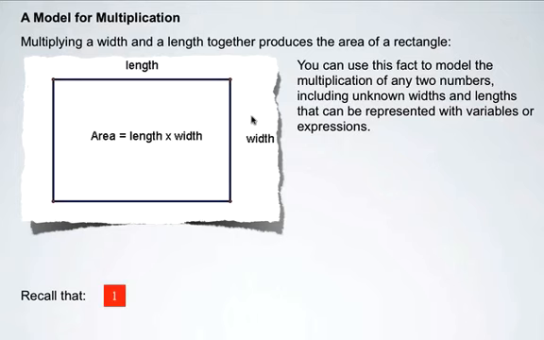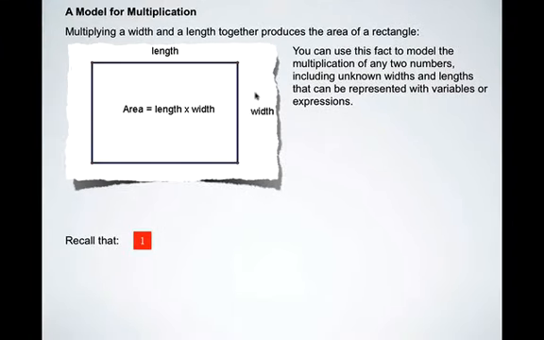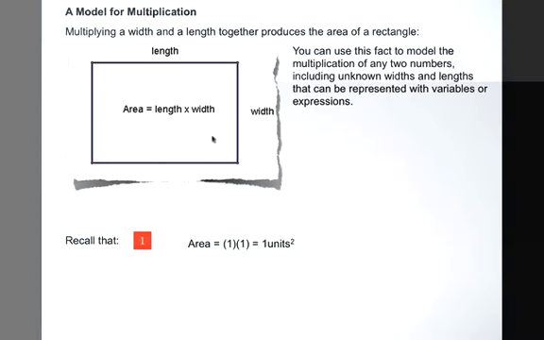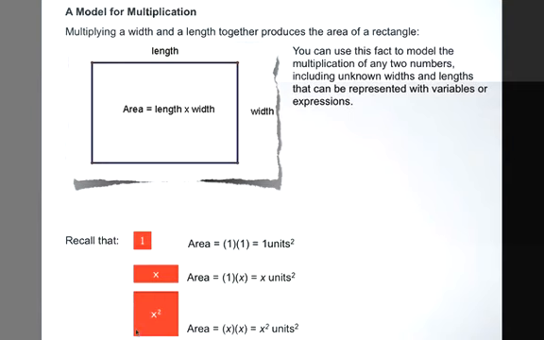Now recall that 1 is represented by a red square, and that the area of this red square is 1 times 1, which is 1 unit squared. Here's an x. This rectangle that represents x is 1 times an unknown x length. So it's 1 times x, which equals x units squared. This larger one is an area that is represented by x times x, which is equal to x squared units squared.